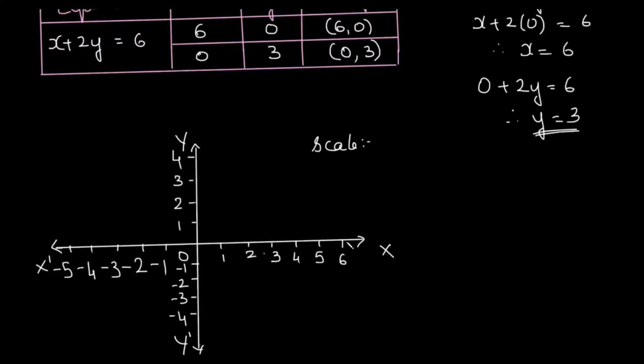Now to plot 6, 0 on the graph. When x is 6, y is 0, so that point comes out over here. Let me draw it with a different color so that you understand what I'm doing over here. So it is this particular point having the coordinate 6, 0.